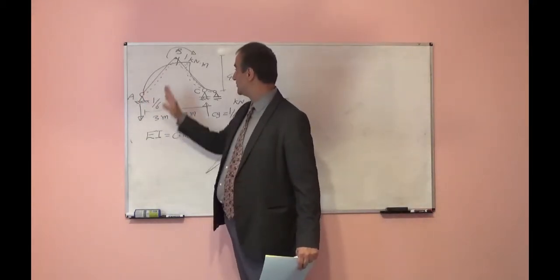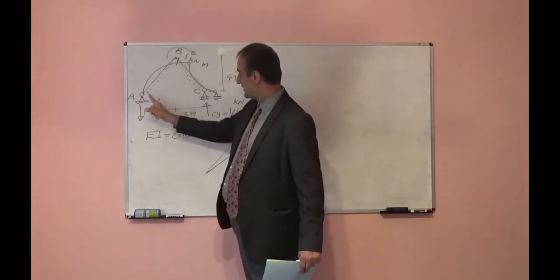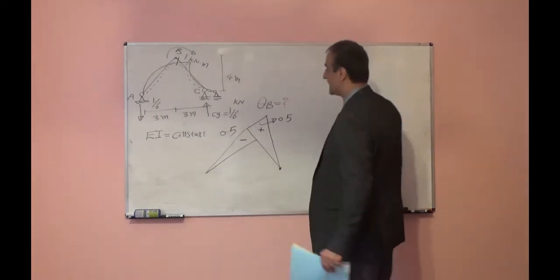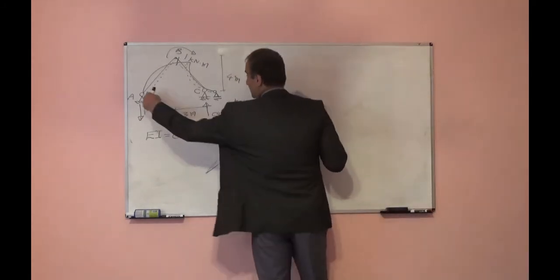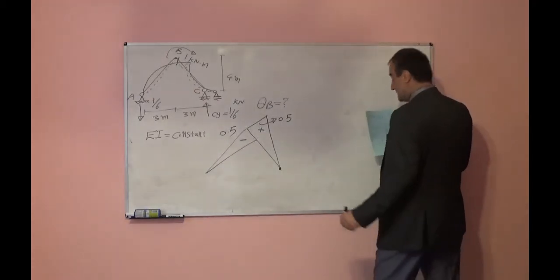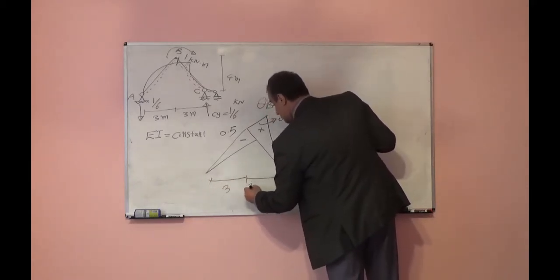If I move from A to B side just before B, if I cut it, 1 over 6 times 3, it will be half. Negative or positive? That moment creates compression in the dashed line, so it is negative moment. This will be the moment diagram for the real load.